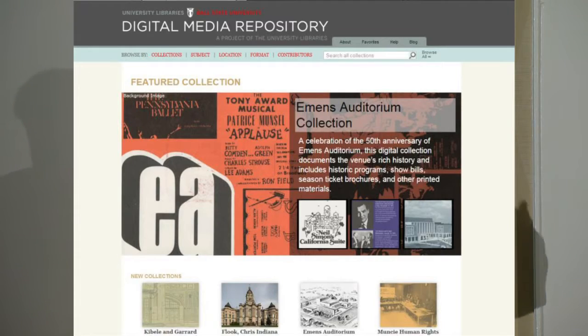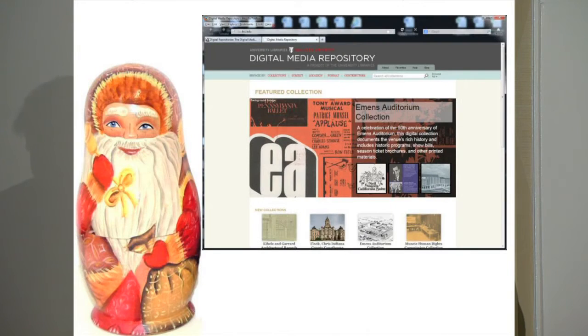And for the past 10 years, I've been the chief architect of Ball State University's digital media repository, or the DMR, as we call it internally. And for most of that time, I've been also speaking or writing or otherwise promoting the concept of sharing or reuse of assets, digital assets, something that I refer to as the Russian doll effect.